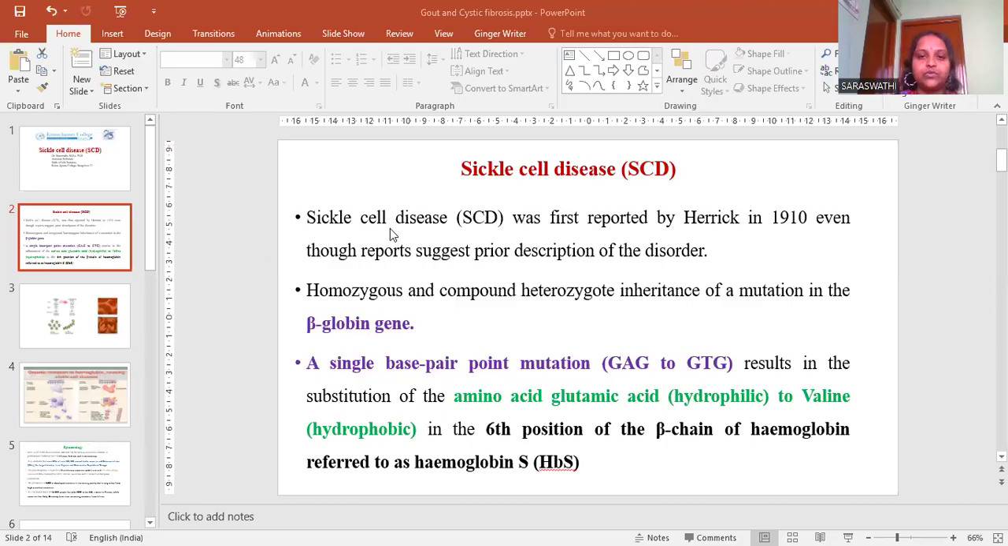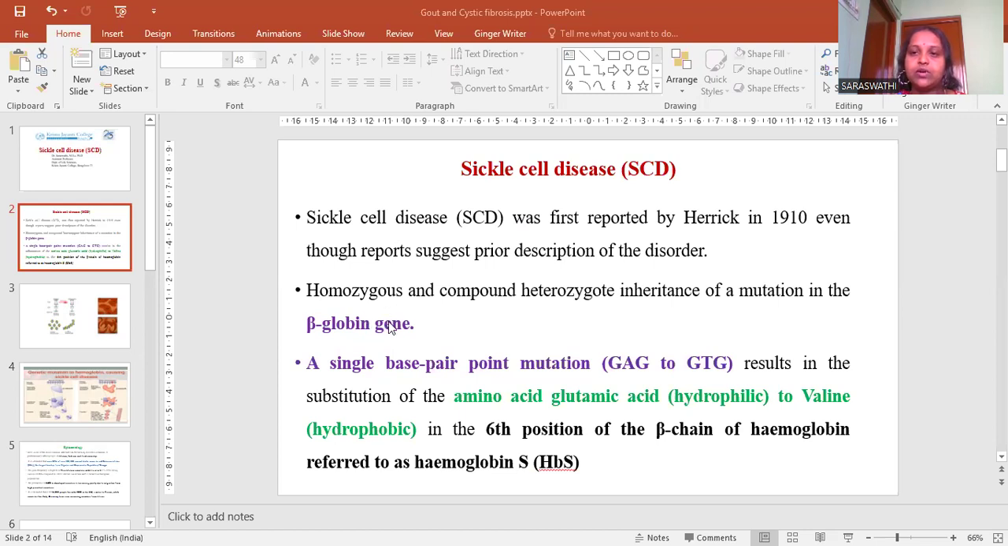Yes, today we are going to discuss sickle cell disease, otherwise also called sickle cell anemia. It was reported in 1910. It is mainly an autosomal recessive disorder, with a homozygous or heterozygous inheritance pattern, caused by a mutation of the beta globin gene. So what is the beta globin gene?